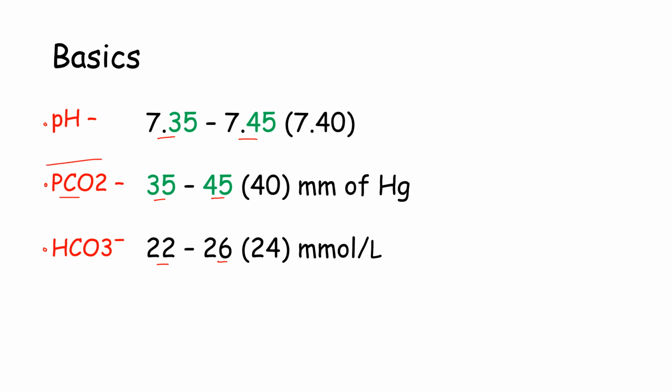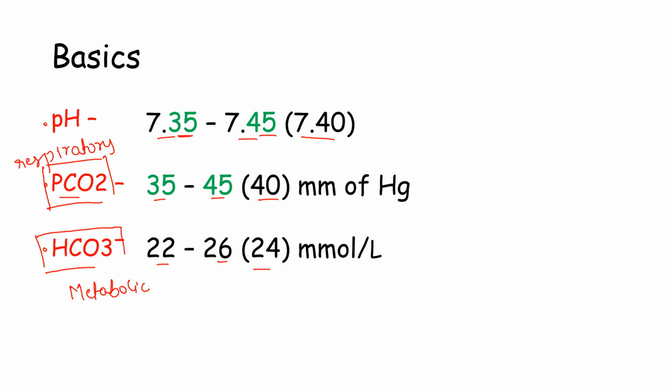The PCO2 value denotes the respiratory status of the body, and the bicarbonate value denotes the metabolic status of the body. For the sake of simplicity and for the calculation, we will be taking the average of all three values, that is 7.40 for the pH, 40 for PCO2 and 24 for the bicarbonate. You do not need to mug up these values because, as you can see here, the pH is between 7.35 to 7.45, and this 35 to 45 is also the PCO2 value, and just remember the 22 to 26. Now coming to ABG analysis.